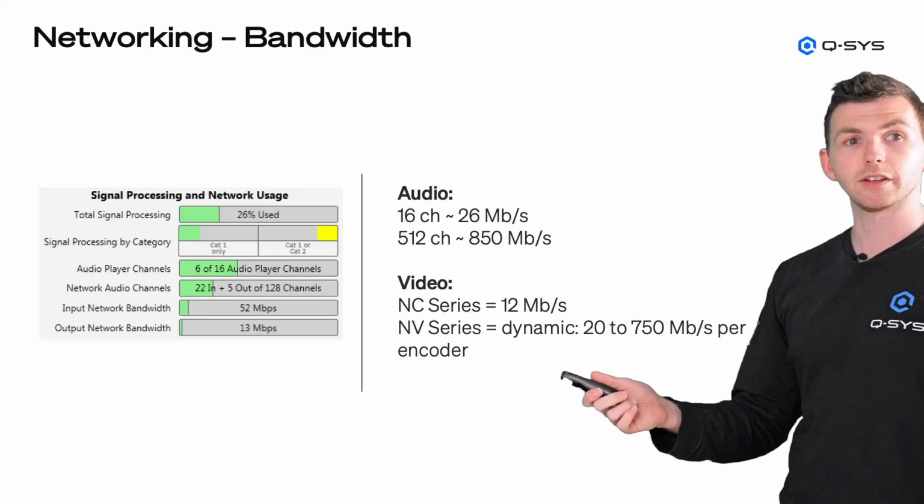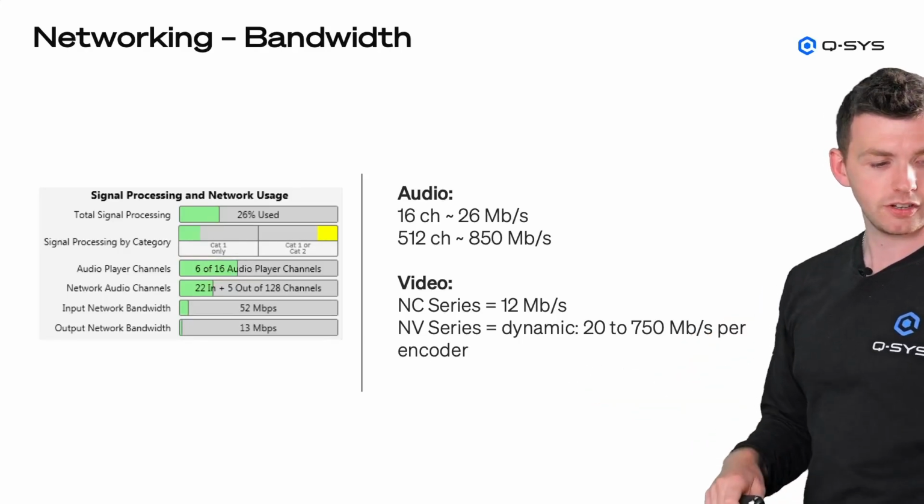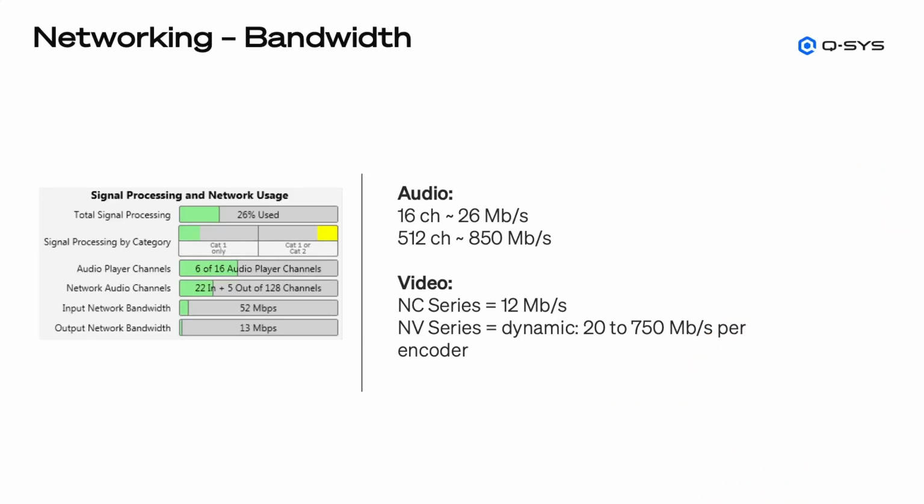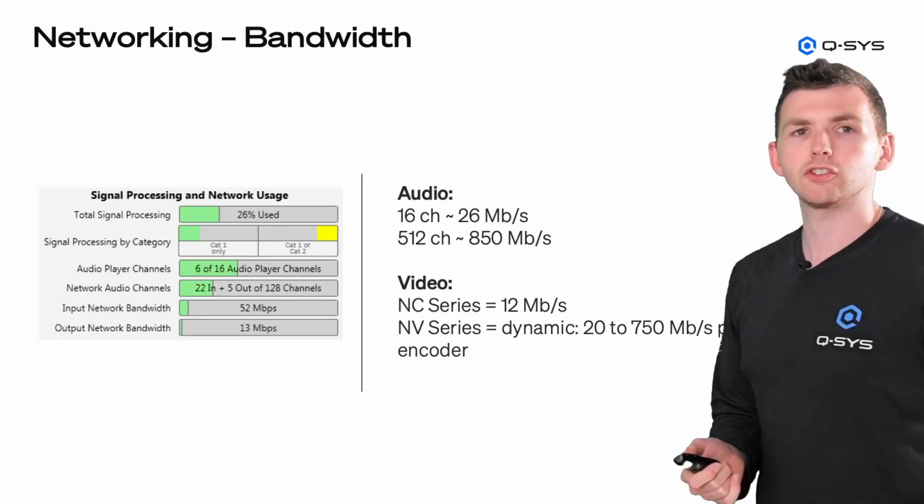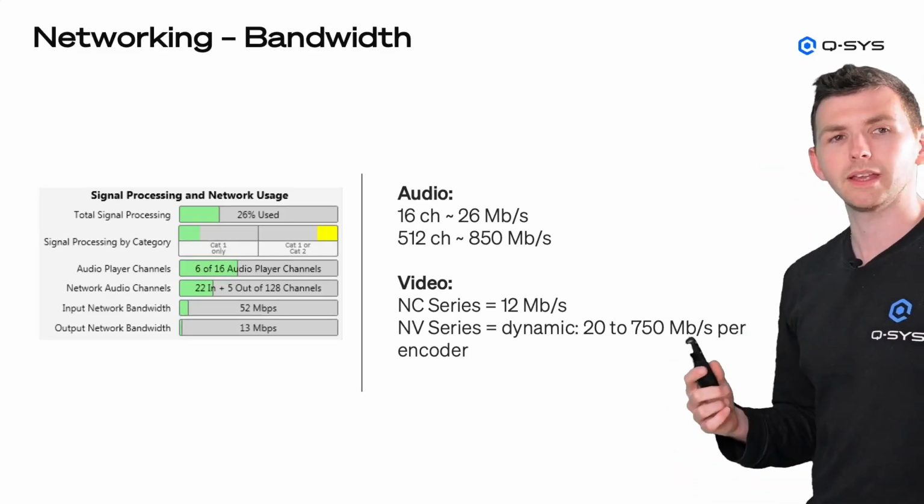And then on the other end of the scale, a completely static image, something like this, it will be around 20, 30 megabit per second, even at 4K resolution. So just bear in mind that with NV series, we're really interested in the worst case scenario being like this.